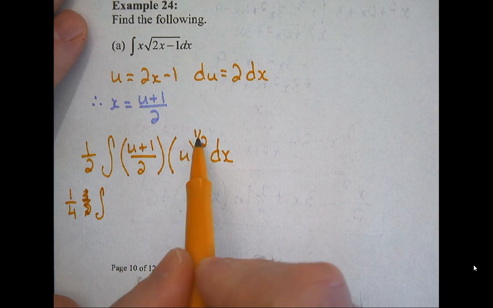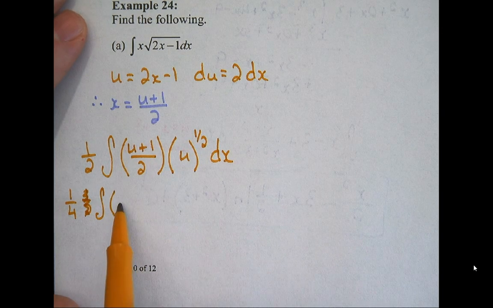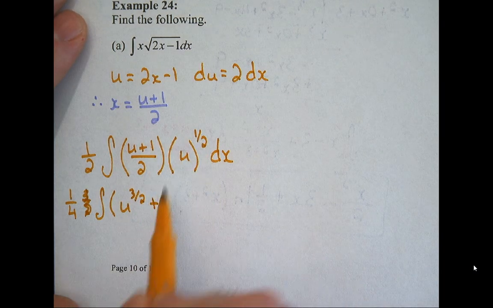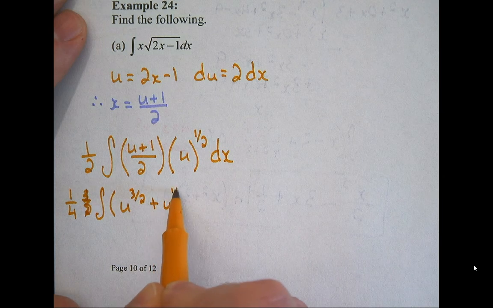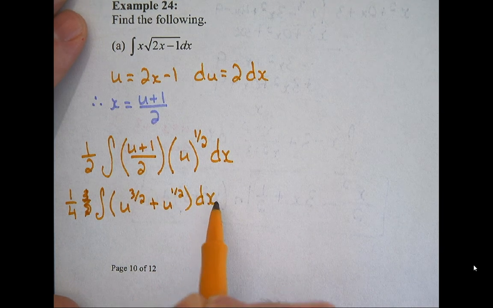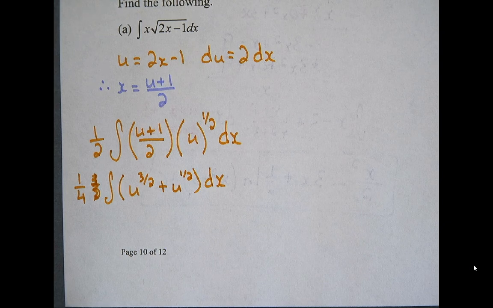Then I'm going to do u to the 1/2 times u. That means I'm going to add those exponents. So that's u to the 3/2. Then u to the 1/2 times 1, which is u to the 1/2 dx. And now I'm going to start to integrate this.